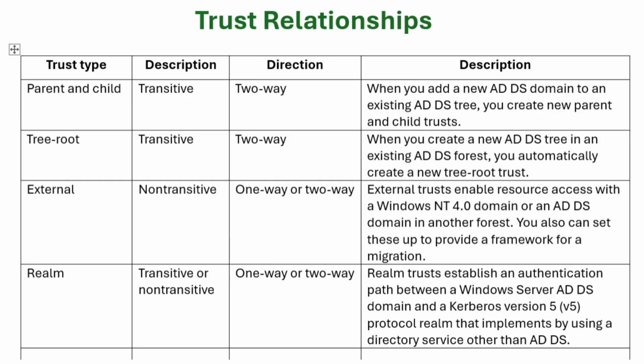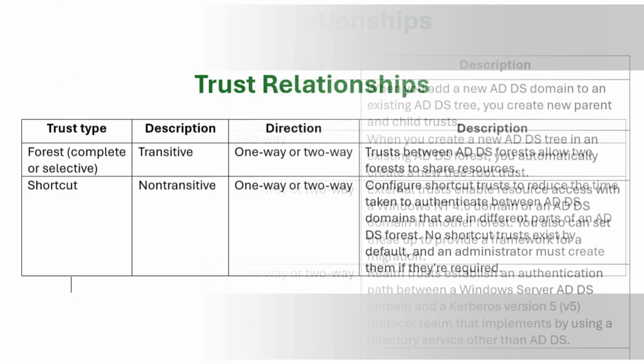External: non-transitive, one-way or two-way. External trusts enable resource access with a Windows NT 4.0 domain or an ADDS domain in another forest. You also can set these up to provide a framework for a migration. Realm: transitive or non-transitive, one-way or two-way. Realm trusts establish an authentication path between a Windows Server ADDS domain and a Kerberos version 5 protocol realm that implements a directory service other than ADDS.